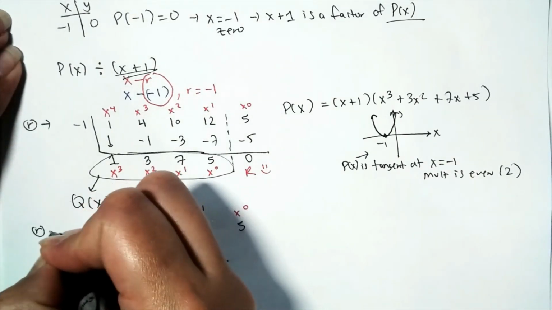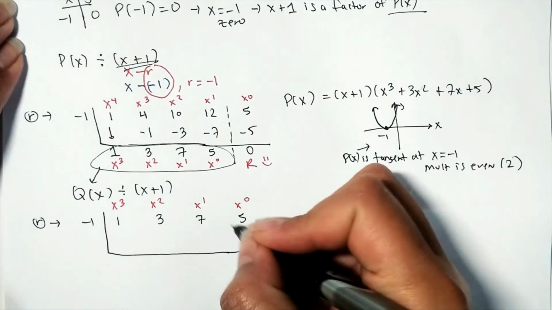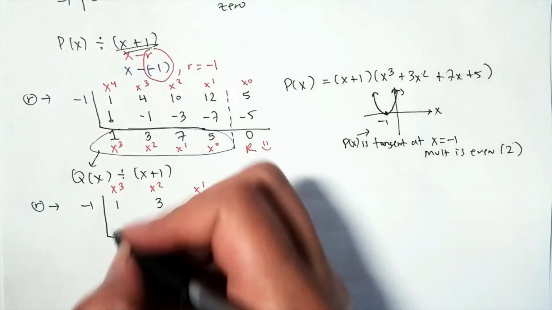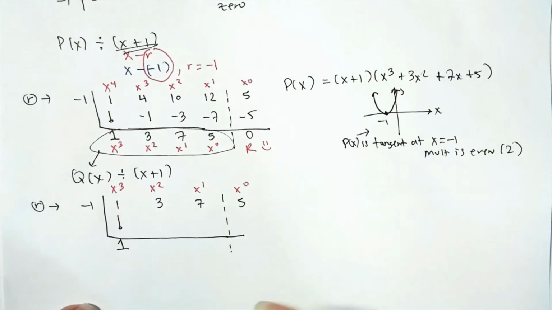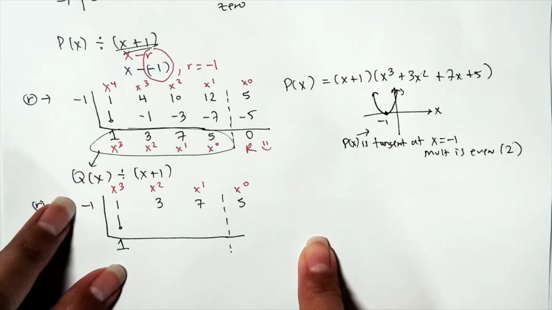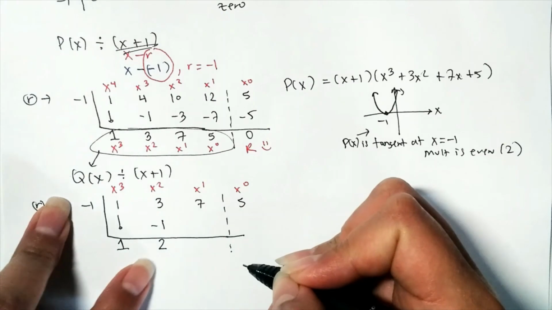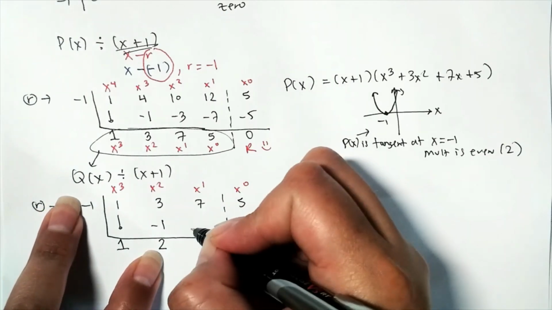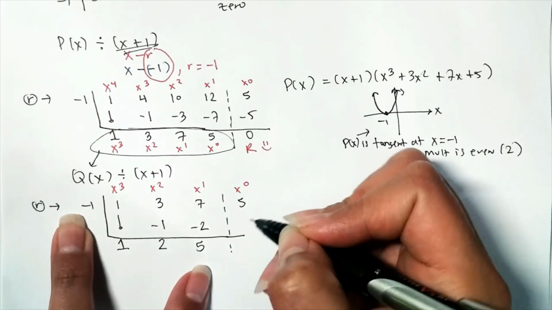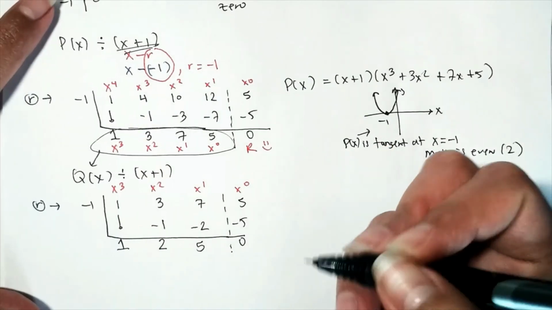So the value of r is -1, and let the division begin. Sorry, I forgot to separate the quotient from the remainder. So let's go ahead, bring down the 1, and then we multiply, add until we can't anymore. The product of 1 and -1 is -1, and that sum is 2. The product of 2 and -1 is -2, and that sum is 5. The product of 5 and -1 is -5, and then that sum is 0.